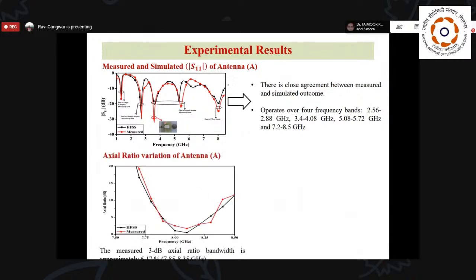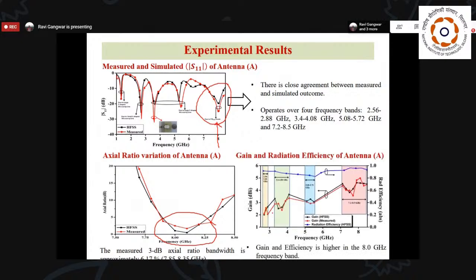You can see that we are able to create circular polarization in the band generated with the help of the dielectric resonator antenna, that is, the upper band, the 8 gigahertz band. Here you can see that we get good matching with the simulation result for the axial ratio variation, and we have done this analysis in the broadside condition.